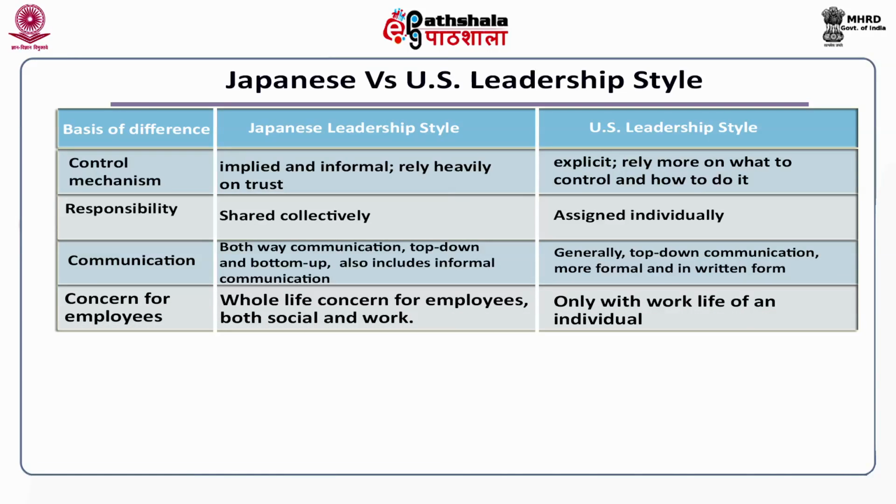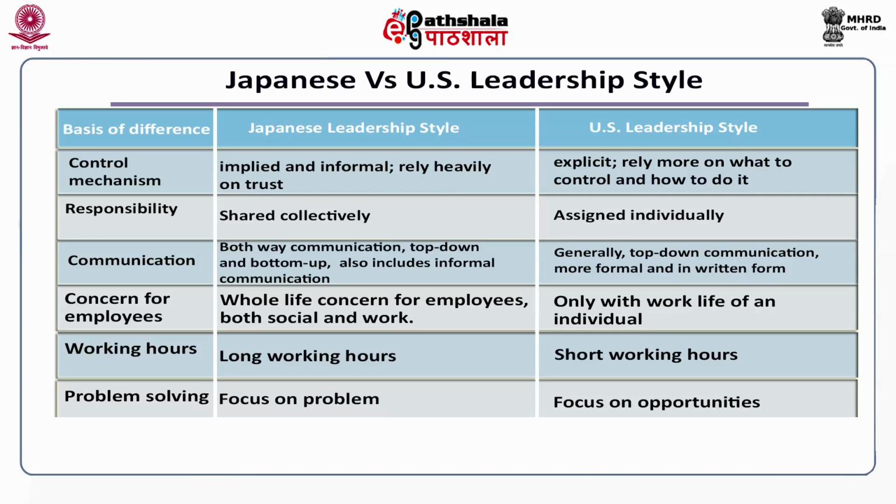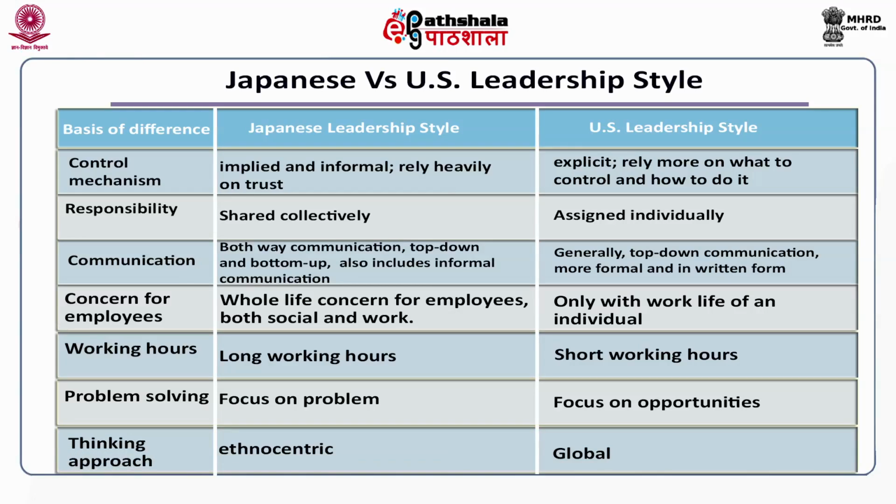Concern for employees. In the Japanese leadership style, it's a whole life concern for the employees, both social and work, whereas in the US it is only the work life of an individual that matters. Working hours. In the Japanese leadership style, there are long working hours, whereas in the US there are short working hours. Problem solving. In the Japanese system, there is focus on the problem, whereas in the US there is focus on the opportunities. And the thinking approach in Japan is ethnocentric, while the thinking approach in the American leadership style is global.